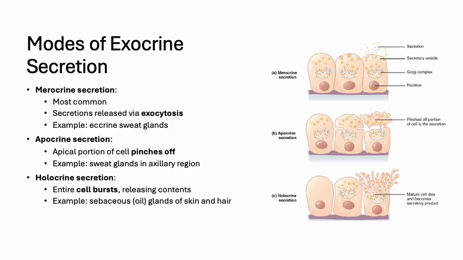Apocrine secretion involves the pinching off of the apical portion of the cell, releasing both the product and part of the cell membrane, which is typical of certain sweat glands in the axillary region. Holocrine secretion is the most dramatic, where the entire cell fills with product and then ruptures, releasing its contents.